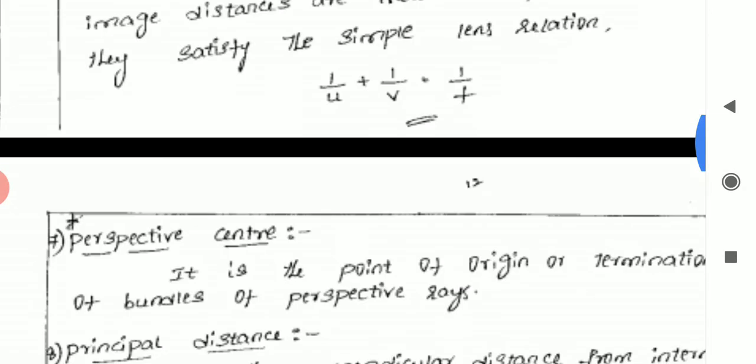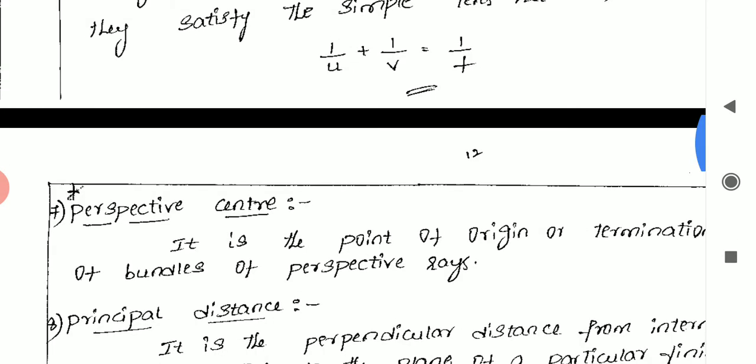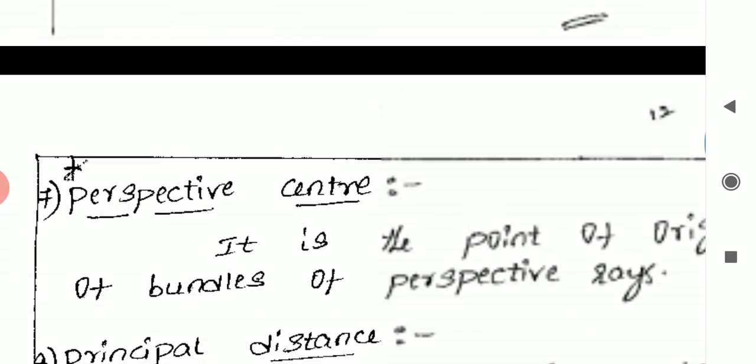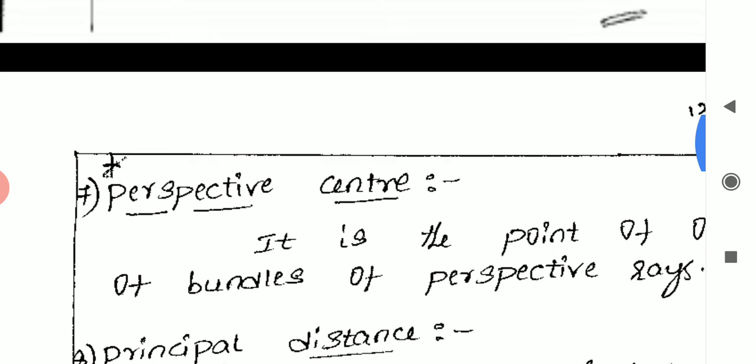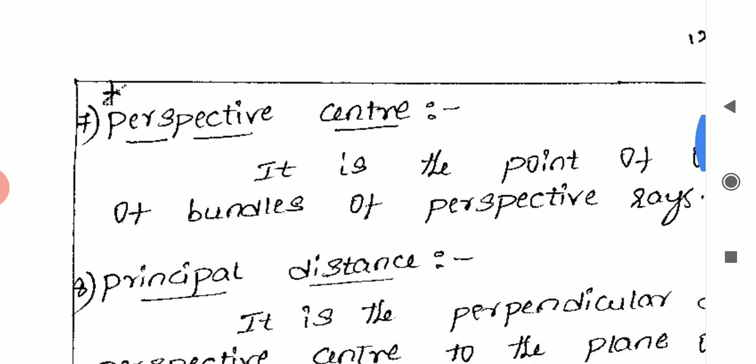This is only about focal length, simple lens relations and perspective center. These definitions must and should be studied, because they will ask them in the examination. So you people must clear the concept and go through the definitions. Perspective center: it is the point of origin or termination of a bundle of perspective rays.